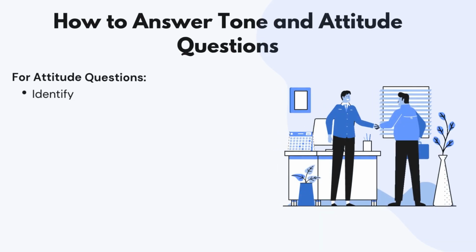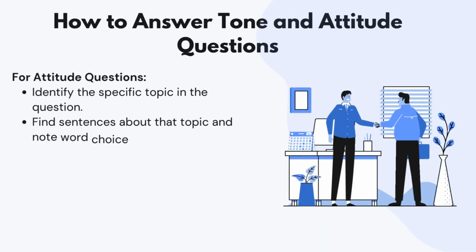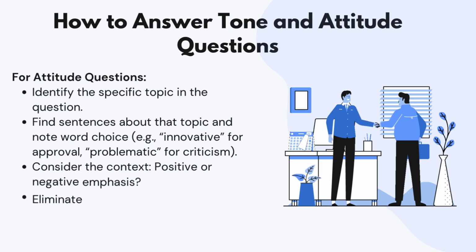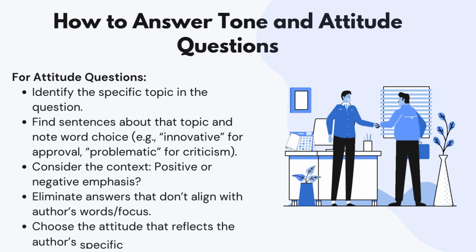Now, for attitude questions. First, identify the specific topic mentioned in the question. This could be a person, an event, or an idea. Go directly to the part of the passage where this topic is discussed. Second, note the author's word choice when talking about that specific topic. Does the author use words like innovative, beneficial, or impressive? This shows approval. Or do they use words like problematic, challenging, or insufficient? This shows criticism. Third, consider the context.